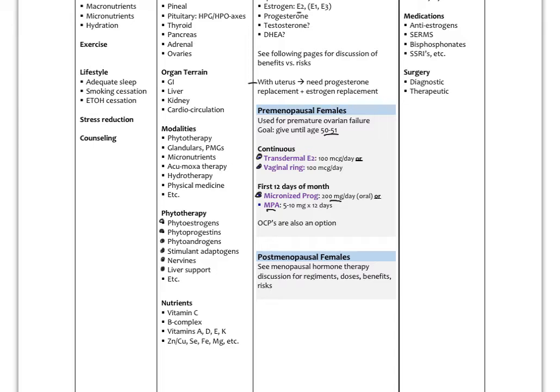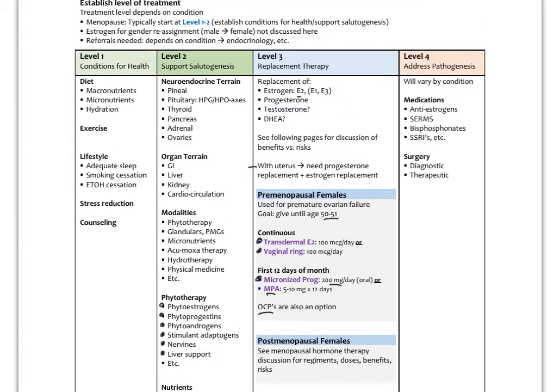Oral contraceptives are also sometimes given, but they're not going to be adequate for ovarian failure, as we'll go through. So that would be premenopausal hormone replacement. Postmenopausal, I'll talk about that. There's a whole different regimen with that, and usually it's using lower doses of estrogens, not so much mimicking the physiologic dose, but trying to get sub-physiologic doses. All right, so that's level 3 therapies, replacement.